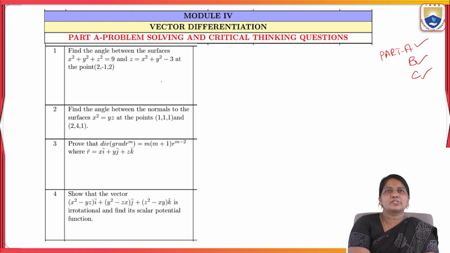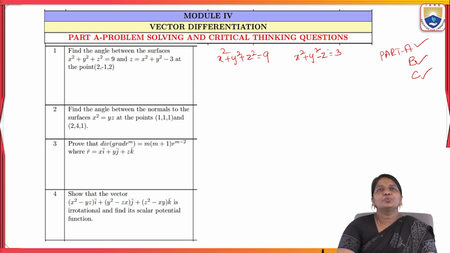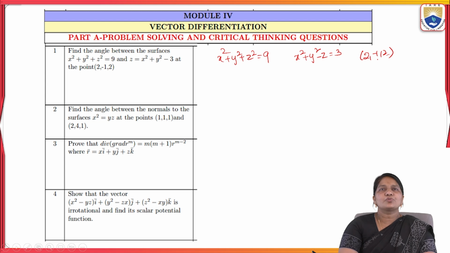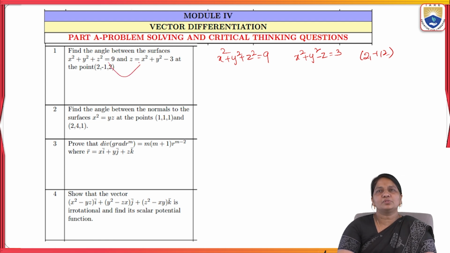So here see the first problem. Find the angle between the surfaces. What are the surfaces given? x² + y² + z² = 9, and here x² + y² − z = 3. So these are the two surfaces at the point. What is the point given here? That is (2, −1, 2). So at this point, what do we have to find out? We have to find out the angle between these two surfaces.